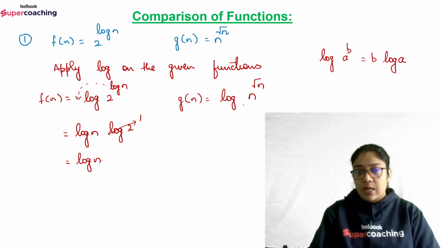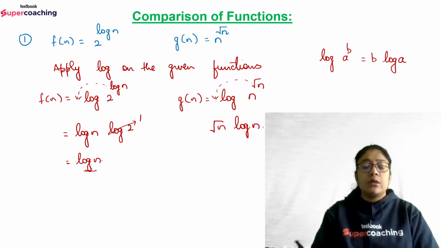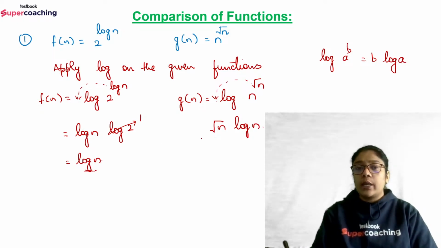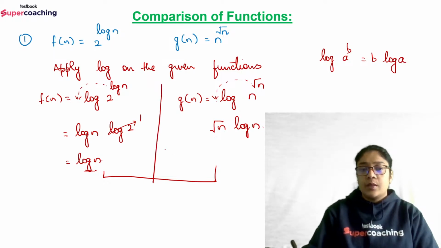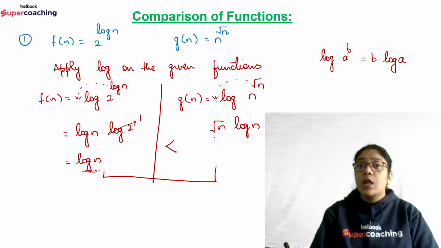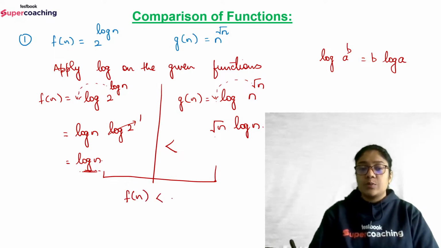And if we apply this concept here, root n will come in front. So here we'll get root n log n. Compare both the functions. This is simply only log n. This is root n into log n. So which function is greater? Obviously, if we compare these two functions, we can say that g of n is greater, because here you have only log n and here root n log n is coming. So definitely f of n is smaller than g of n. Easy.